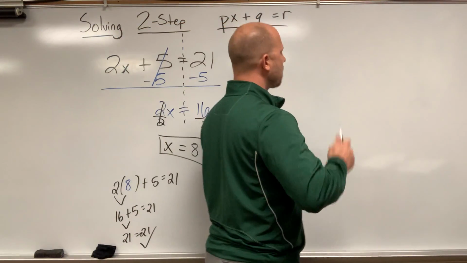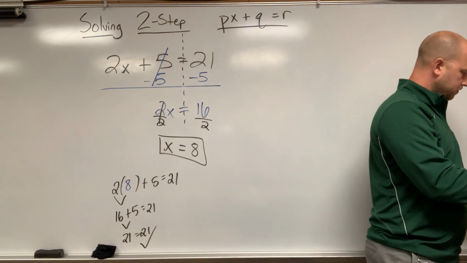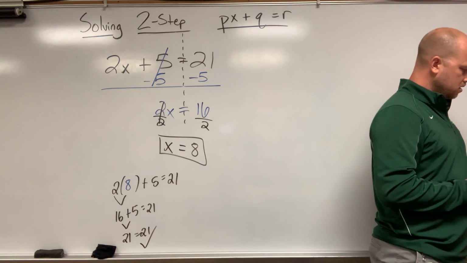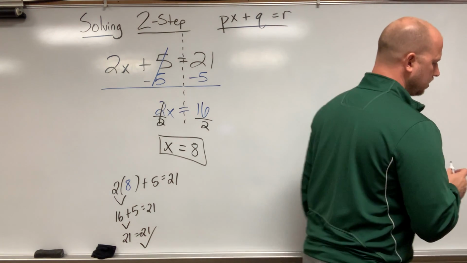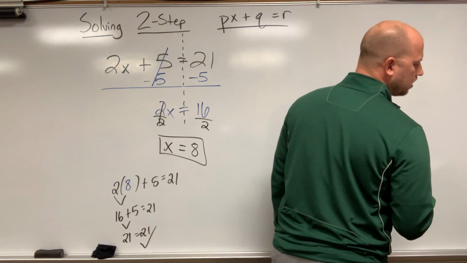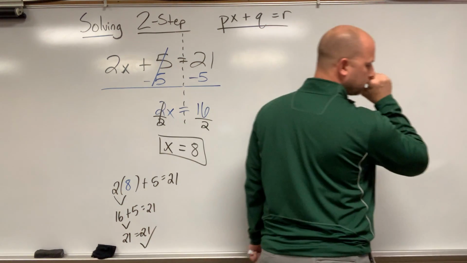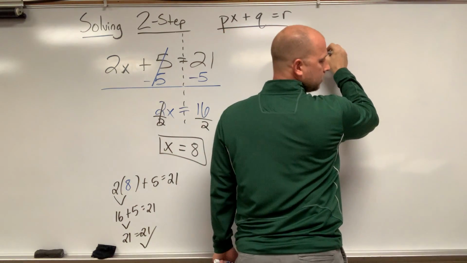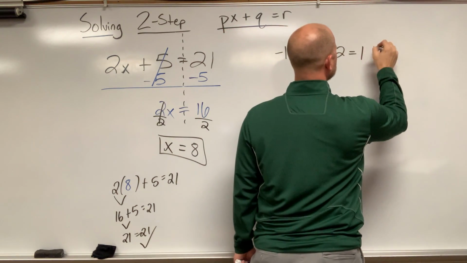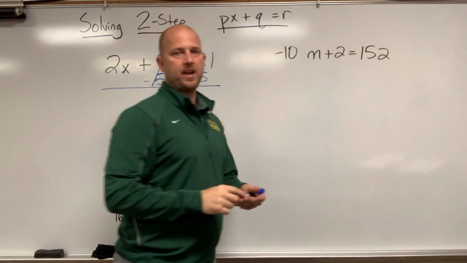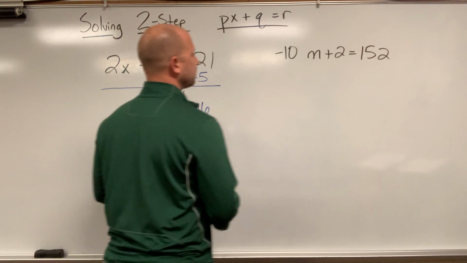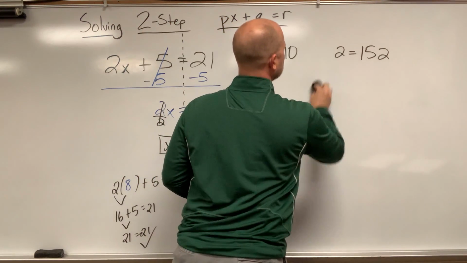Let's see here. Let's find one from over here. Okay, let's not do that one just yet. All right, negative 10m plus 2 equals 152. For some reason I put a big space between my 10 and my m.